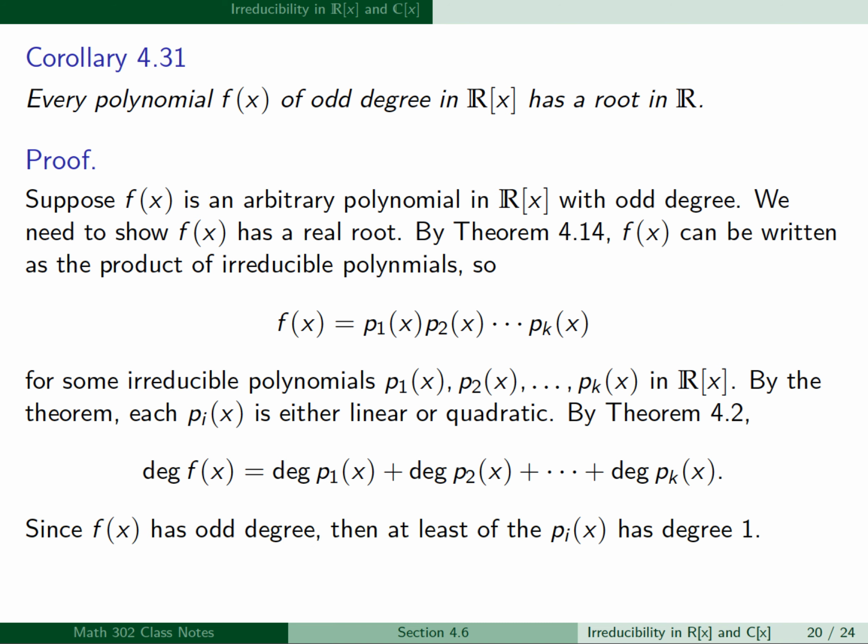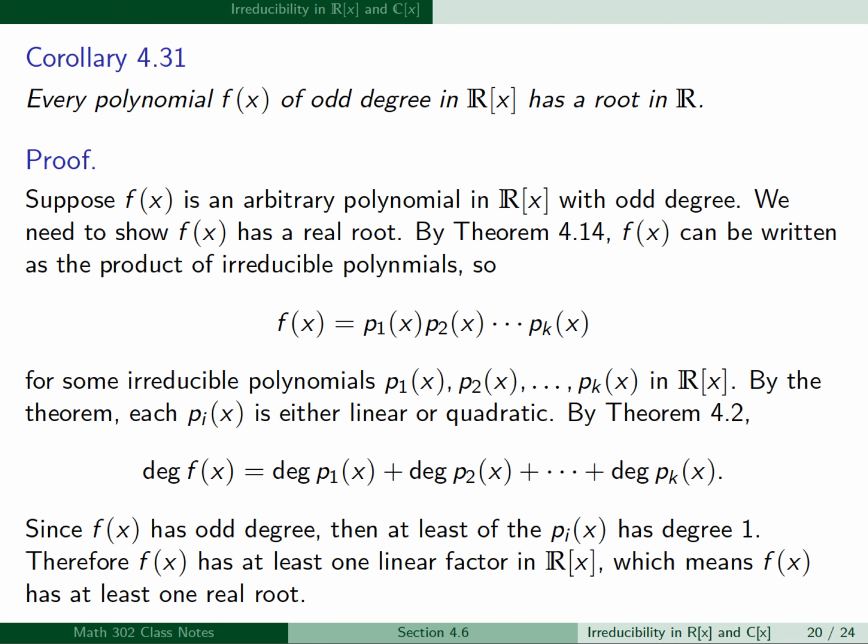Since f(x) has odd degree, at least one of the pi(x) has degree 1. Therefore, f(x) has at least one linear factor in R[x], which means that f(x) has at least one real root.